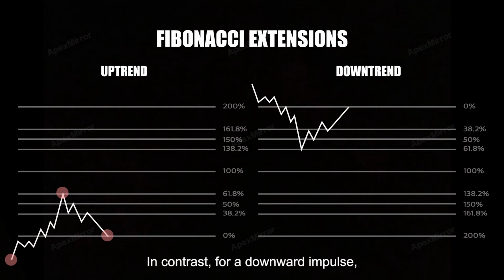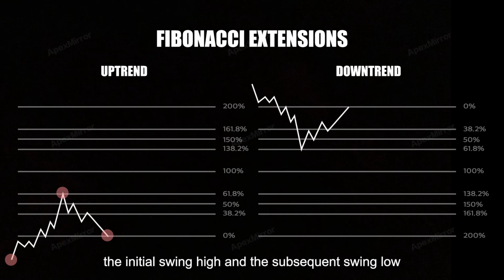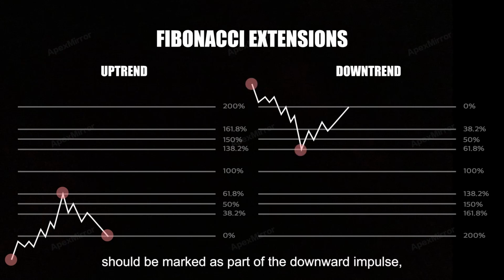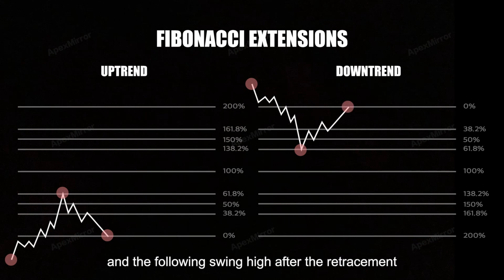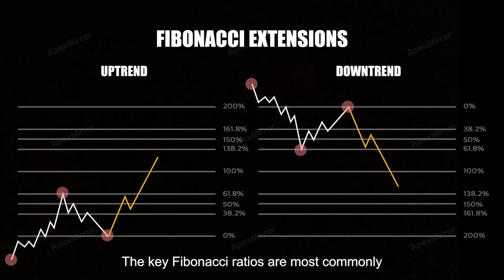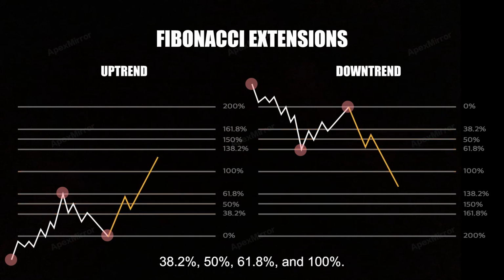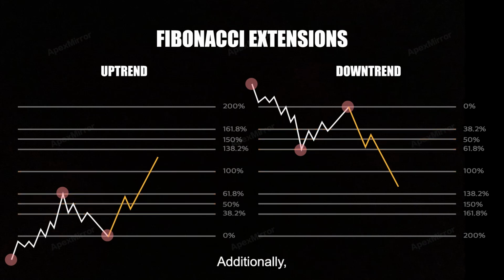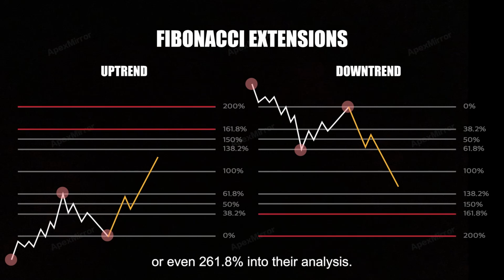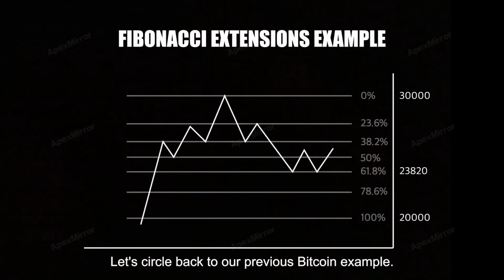In contrast, for a downward impulse, the initial swing high and the subsequent swing low before the retracement should be marked as part of the downward impulse, and the following swing high after the retracement is marked as the 0% of the extension levels. The key Fibonacci ratios are most commonly 38.2%, 50%, 61.8%, and 100%. Additionally, for longer-term projections, some traders also incorporate 161.8%, 200%, or even 261.8% into their analysis.